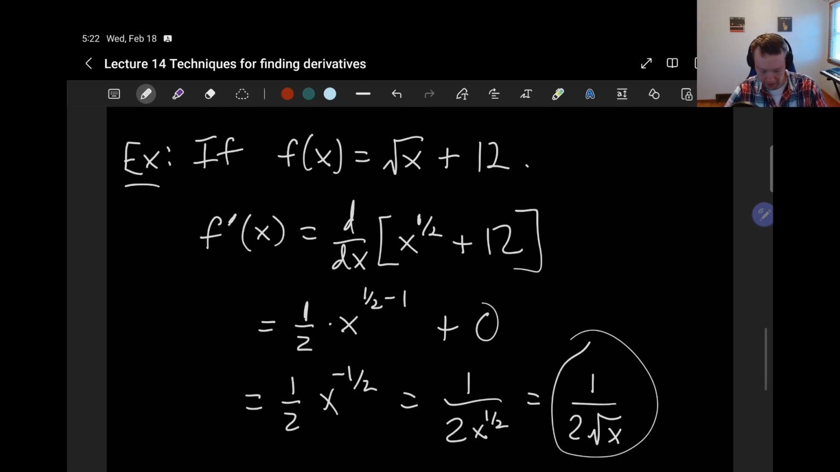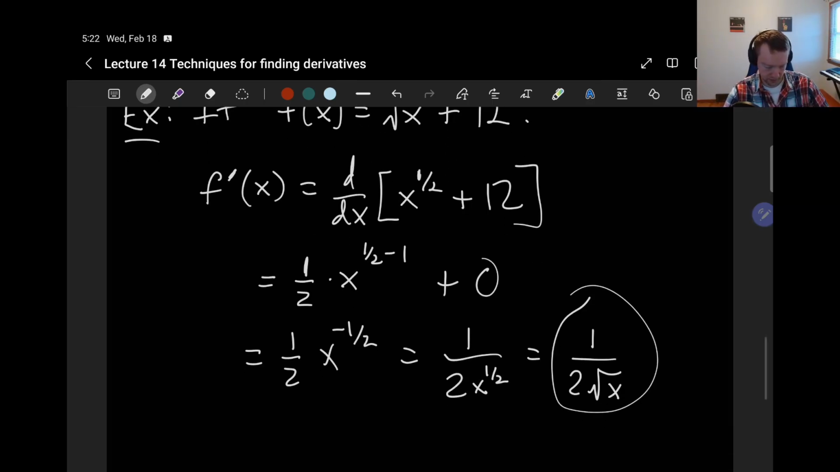Notice that this is the same derivative we calculated last time when we were taking the definition of the derivative to find the derivative of just the square root of x. We didn't have the plus 12 there that time, but it doesn't make a difference here. Same derivative.